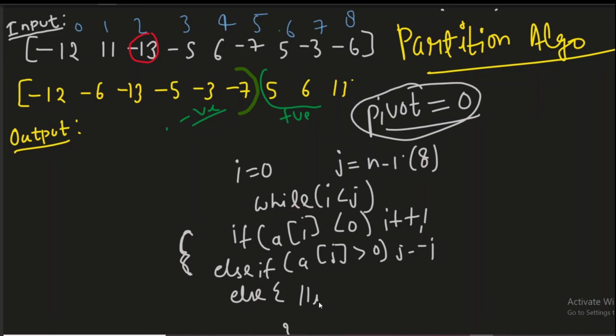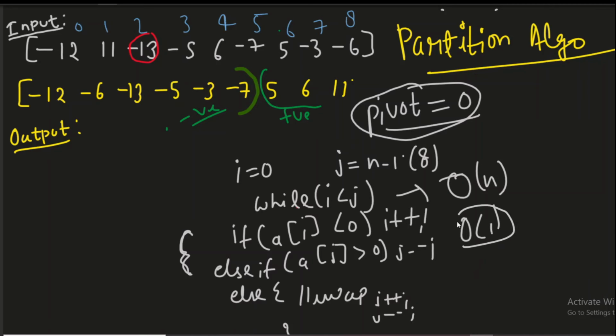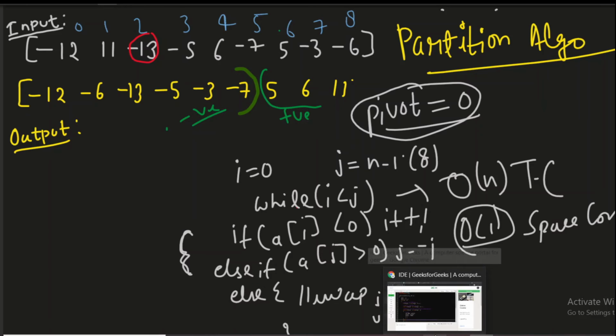Here swapping will happen and we do i plus plus and j minus minus, and this will happen till my i is less than j. So this algorithm works in big O of n, and again the space complexity is constant, which is O(1). Let me show you my code so you can have better clarity.